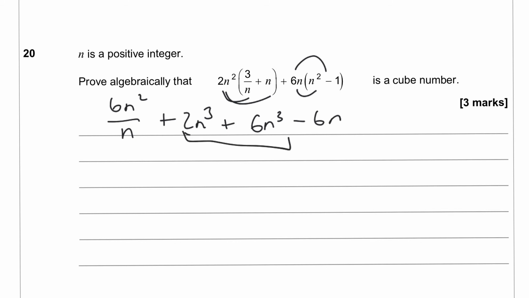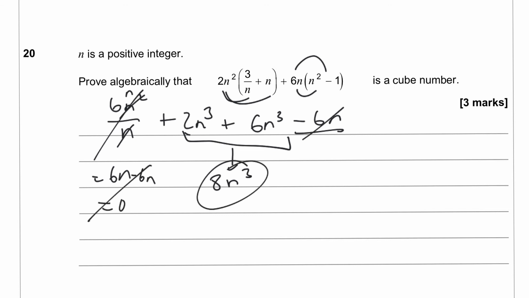Now we're going to simplify and collect the like terms. We collect our cubes together, which makes 8n cubed. Then we've got 6n squared over n, which ends up dividing, leaving us with 6n. So now we've got 6n minus 6n, which gives 0. They cancel each other out, so we're only left with 8n cubed.